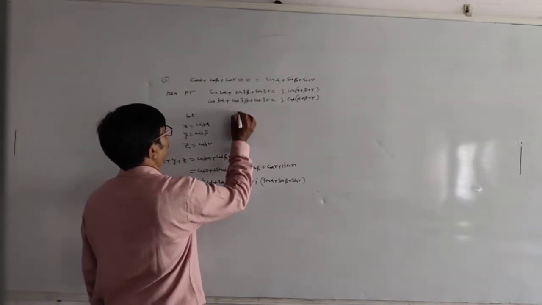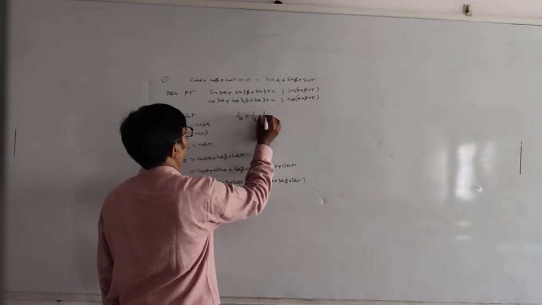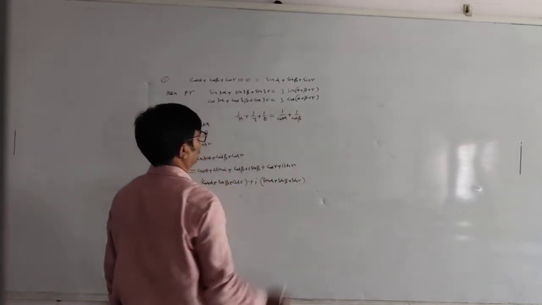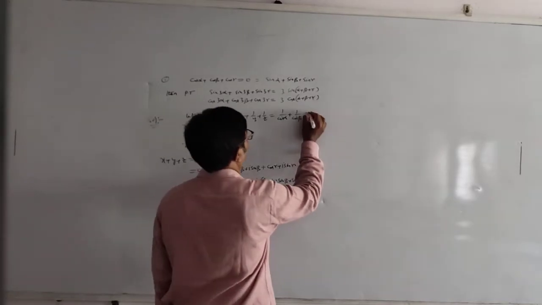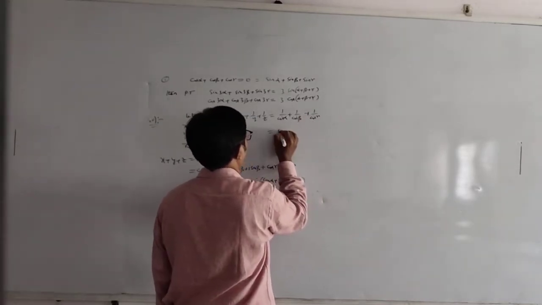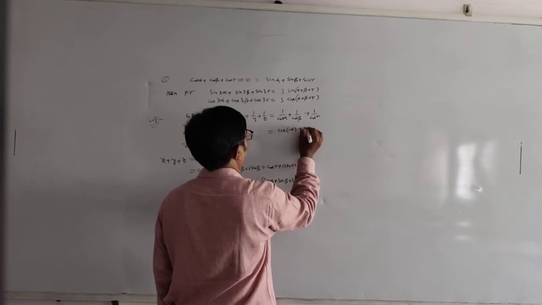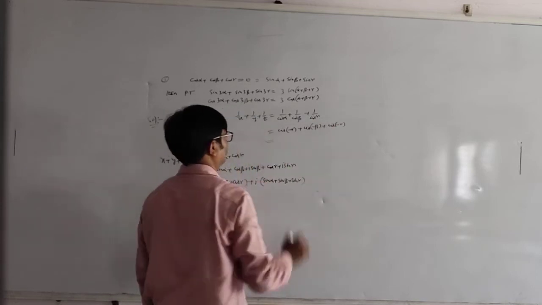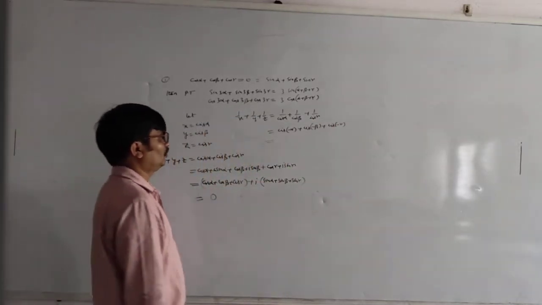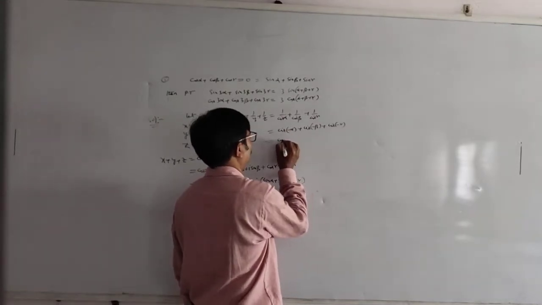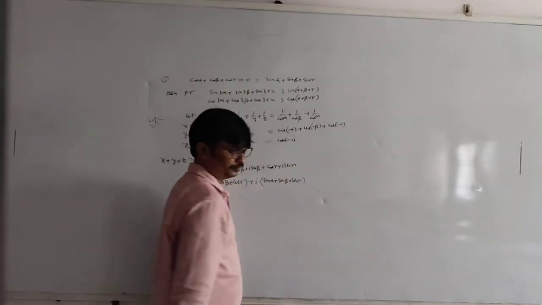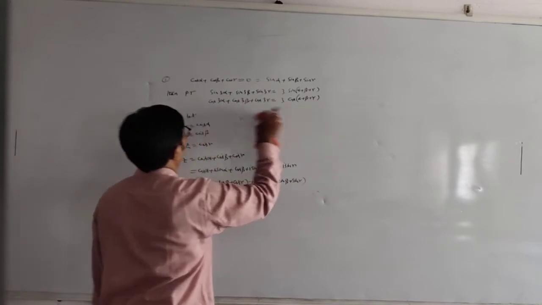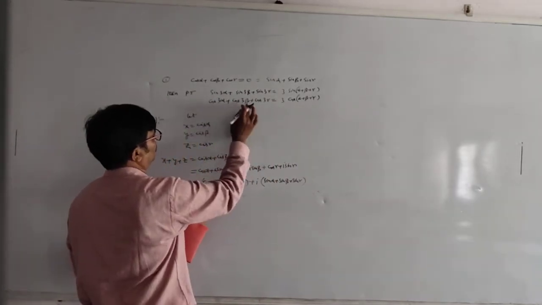After that students, 1 by x, 1 by y, 1 by z, that is 1 by cis alpha, 1 by cis beta, 1 by cis gamma. This is cis of minus alpha, cis of minus beta, cis of minus gamma. So students, how can you write this? This is also cos alpha minus i sin alpha. Dear students, this is not necessary here. They are asking for cos 3 alpha, cos 3 beta, cos 3 gamma.